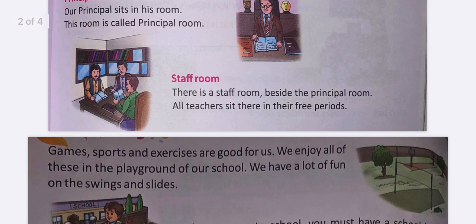The next is the staff room. There is a staff room beside the principal's room. All teachers sit there in their free period. So every school has a staff room where all the teachers sit together during their free periods. And they do their checking, or they do their research work, or they make their lesson plans for their next classes.